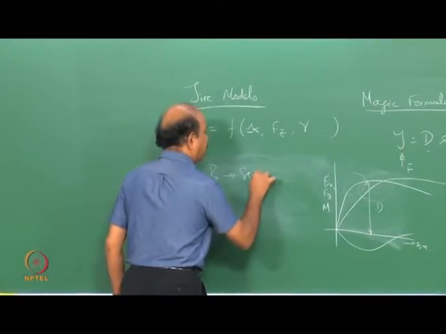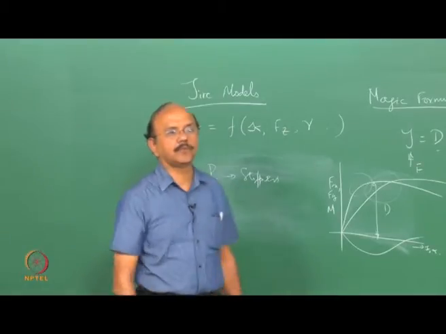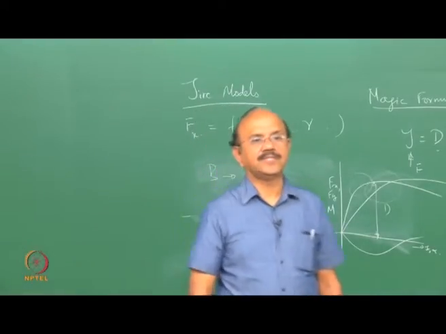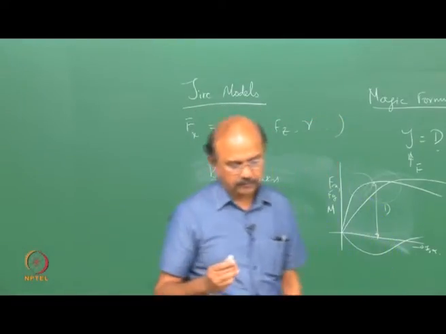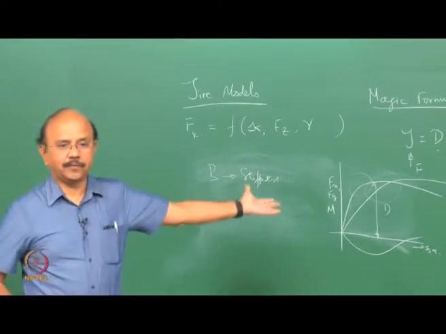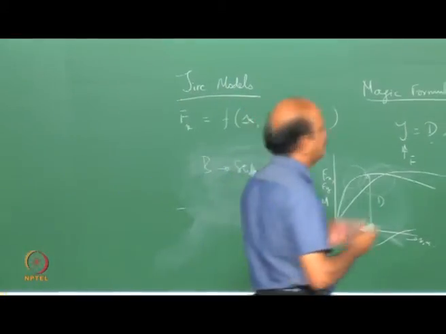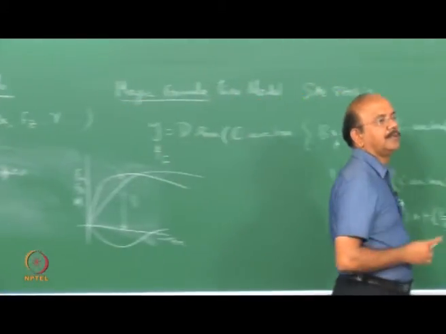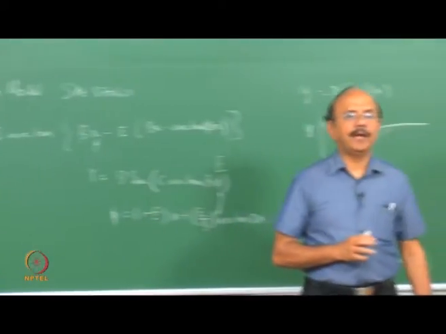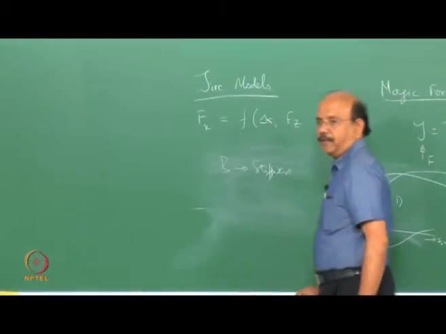We'll see that the stiffness factor is not actually the stiffness. B is the stiffness factor, C is the shape factor, and D is the peak force, which we had already seen. D times sine of something, and the maximum sine value is equal to 1. So D is the peak force, and E is the curvature factor. Why is it called the curvature factor?